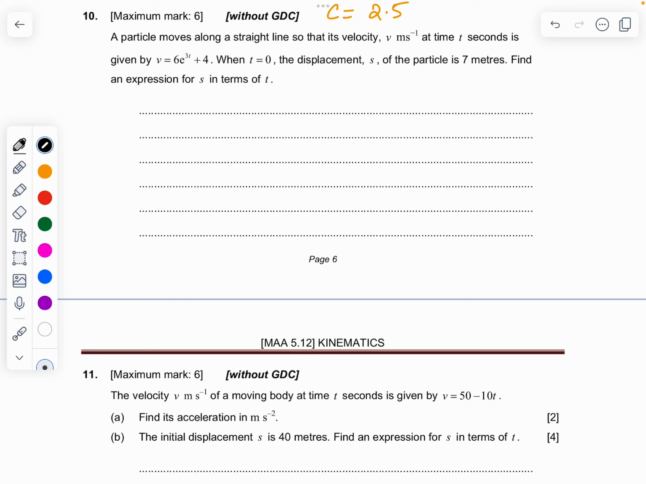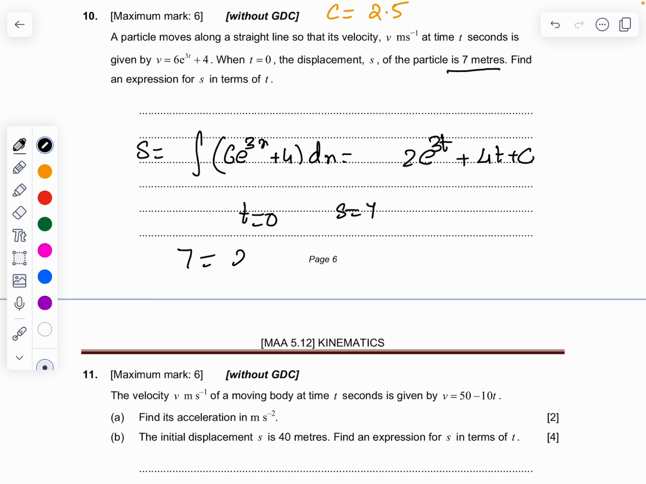Question number 10. A particle moves along a straight line so that its velocity is v meters per second. v is given. At t equals 0, the displacement is 7. Find s in terms of t. So s equals the integral of 6 e power 3t plus 4 dt, which is 2 e power 3t plus 4t plus c. Now at t equals 0, s equals 7. So 7 equals 2 plus c, c equals 5. So what is the formula? 2 e power 3t plus 4t plus 5.